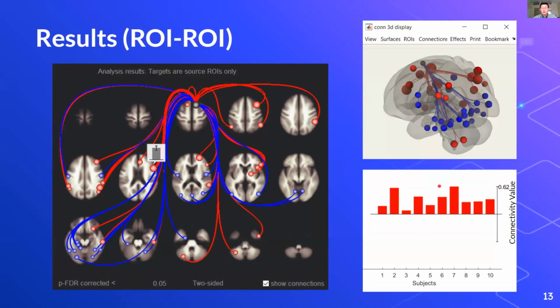And after this, CONN lets you go ahead and do results. You can choose between seed to voxel, voxel to voxel, and region of interest to region of interest results. There's honestly so many different results that CONN allows you to output. Here's just a couple of examples here. So I'm not going to get too in-depth into that, because I wanted to focus on the analysis portion a little bit more during our project.